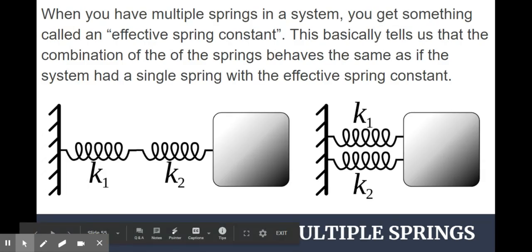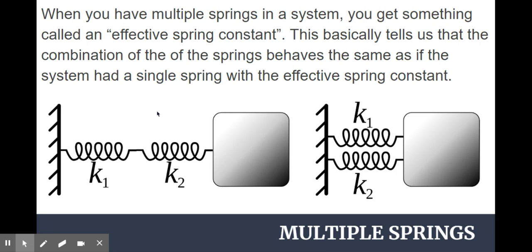Sometimes the system doesn't look quite as nice as we would like, and you have multiple springs acting in our system, set up in a variety of different ways. So rather than trying to treat this as two different springs, sometimes we can pretend that there's one spring that has the same effect as these two springs working together.